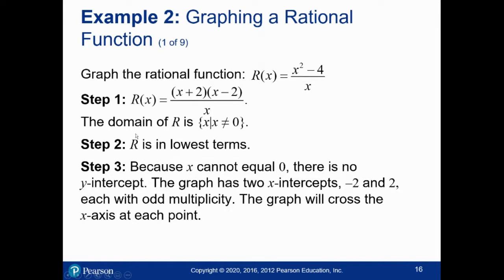So x can't equal 0. I can't plug in x equals 0, which means there is no y-intercept. There are two x-intercepts, because the numerator can be 0 if x equals -2 or if x equals 2. They each have multiplicity 1, which means that they're odd multiplicity roots. The graph will cross. So the two roots involve crossings.